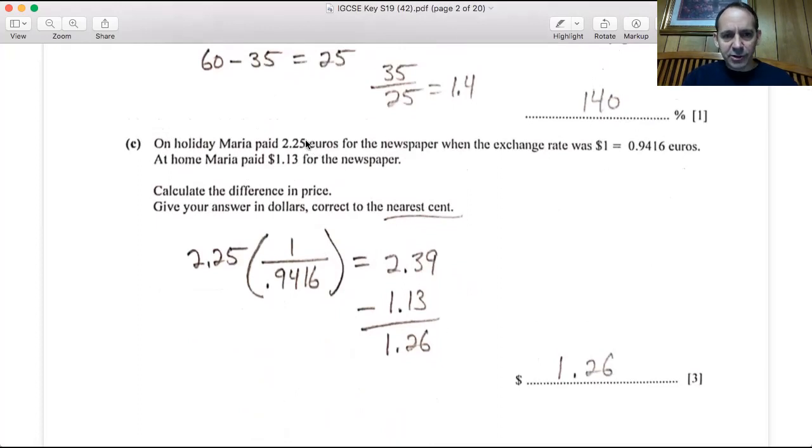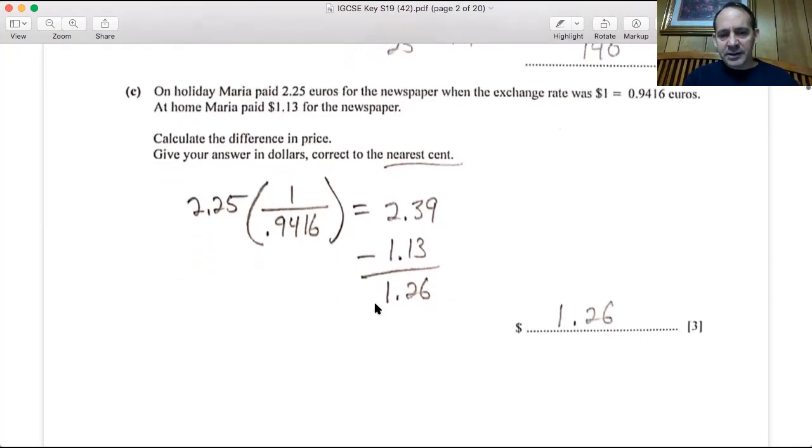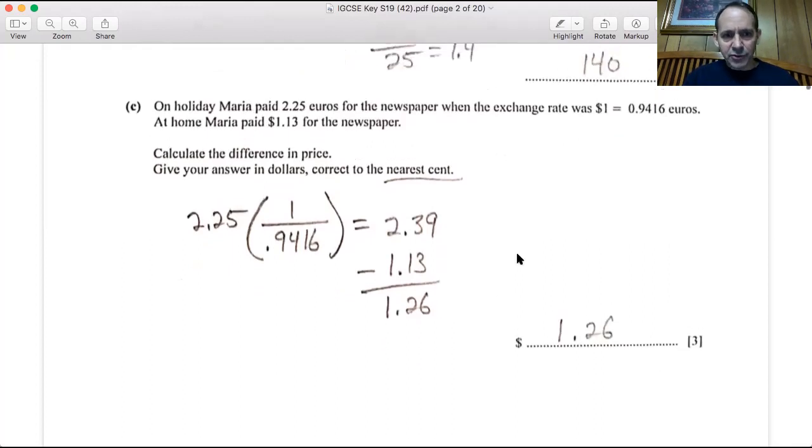Well, we need to convert our euros to dollars. So 2.25 times 1 to 0.9416. We want to put the euros on the bottom so that the euros cancel with the euros of the 2.25. I should have put an E here for euros. I didn't. And I should have put a dollar sign on top for dollars. But we want euros to cancel, so we put euros on the bottom, dollars on top. When you multiply this out, you get $2.39 minus the $1.13 gives you $1.26 difference between those newspapers.